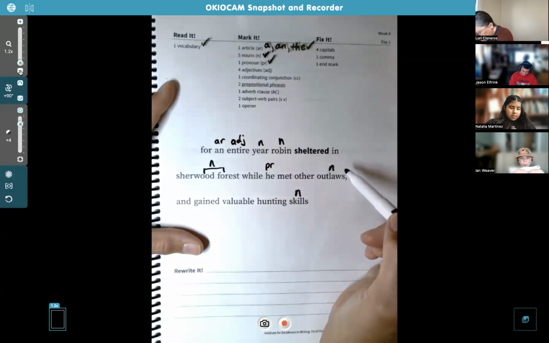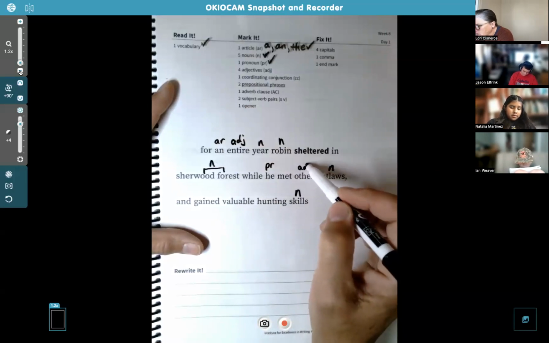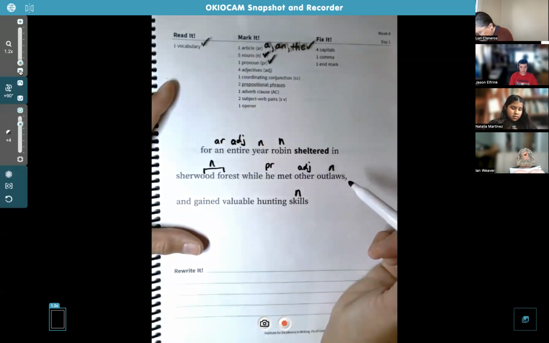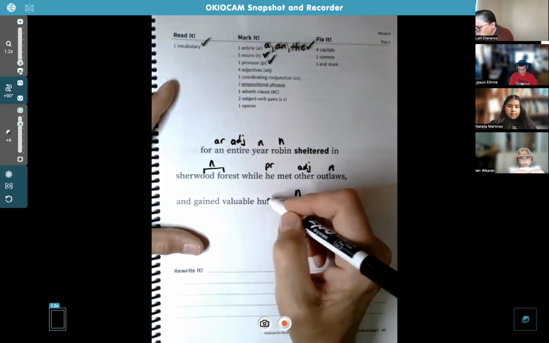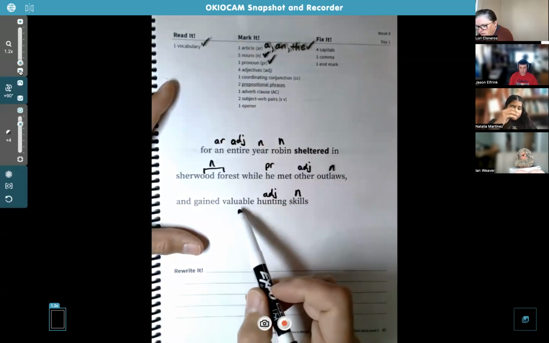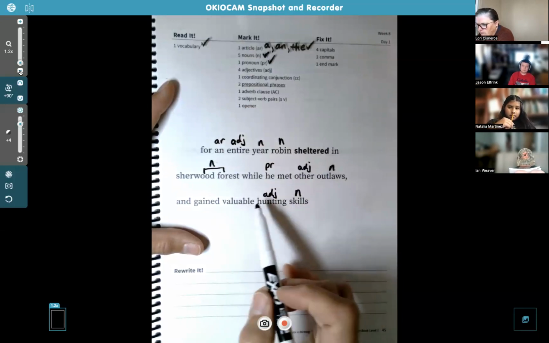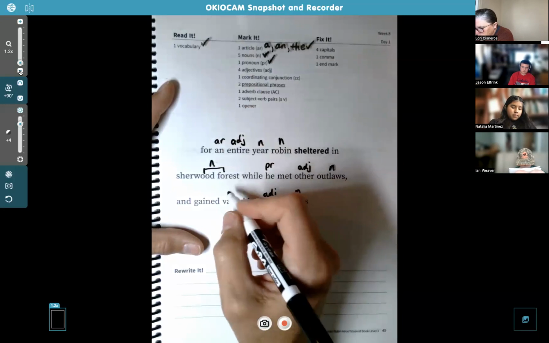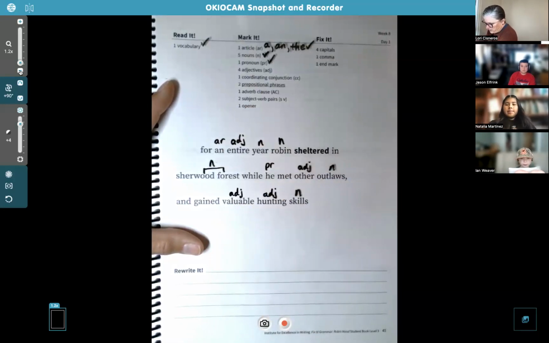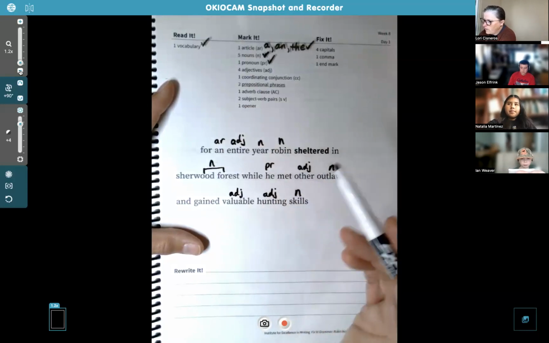Look at outlaws. Other. Other, yes, that's describing which ones, the other outlaws. And hunting. Hunting is one. And then there's actually another adjective here, valuable. So that would tell like what kind, valuable hunting skills. So we've got two adjectives together here. Good. So that's 1, 2, 3, 4.